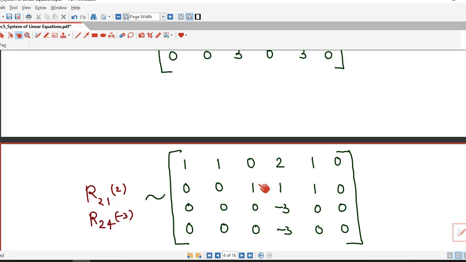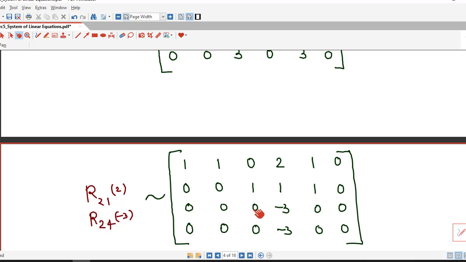So now we have the first non-zero entry of the first row is 1. All the entries below this are 0. The first non-zero entry of the second row is 1. All the entries above and below are 0. Now we come to the first non-zero entry of the third row. For reduced row echelon form it must be 1.